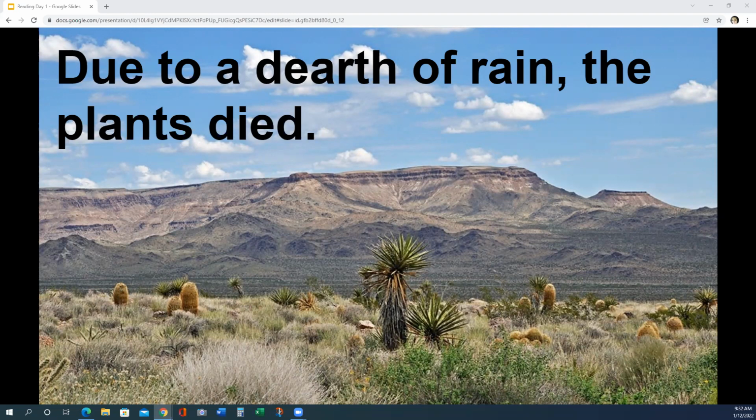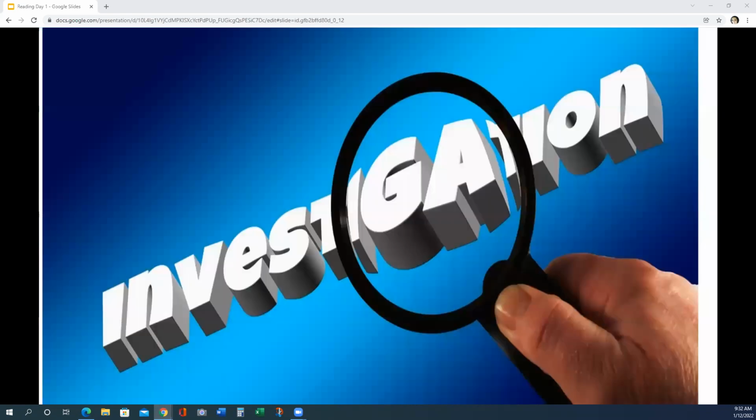So a dearth of rain. And if you look at the word dearth, I always think dry earth. I think they mashed those two words together, honestly, and made a new word. But dearth means dry. So the dearth, the dryness or lack of rain is what caused the plants to die. So dearth or dryness was the cause. The effect was the plants died. That is cause and effect.